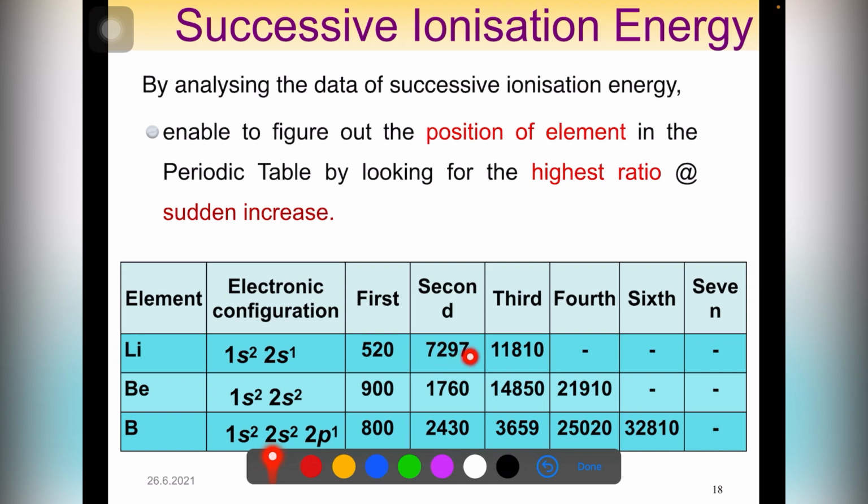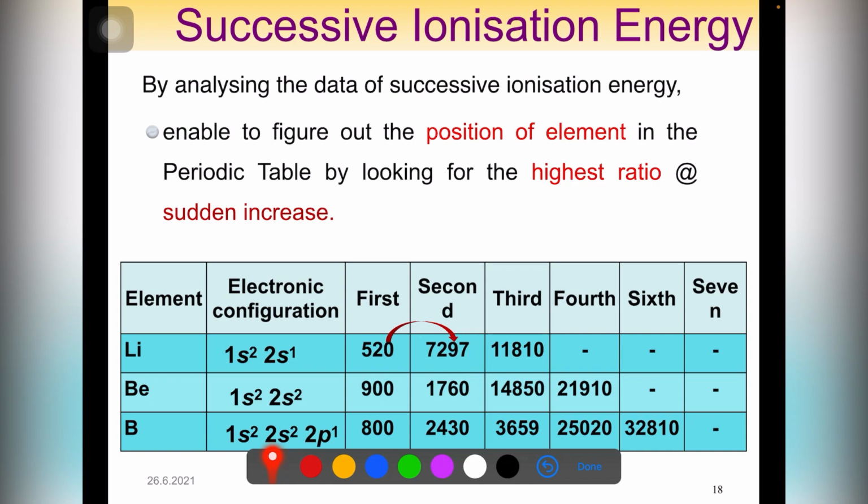So this is an inner electron, and same for this one. So it shows that this is the outer electron or valence electron. So that means lithium has 1 valence electron. Okay, and for beryllium, you can see that the sudden increase or highest ratio is in between the second ionization energy and third ionization energy.